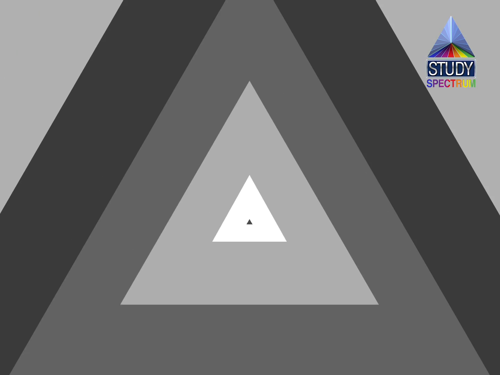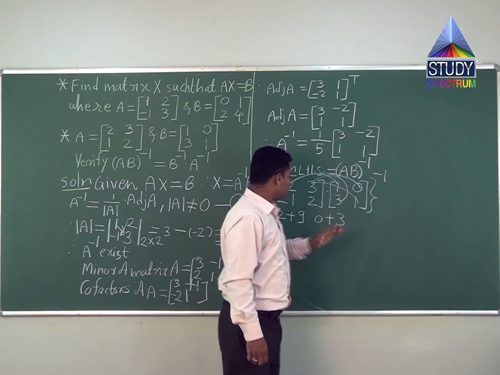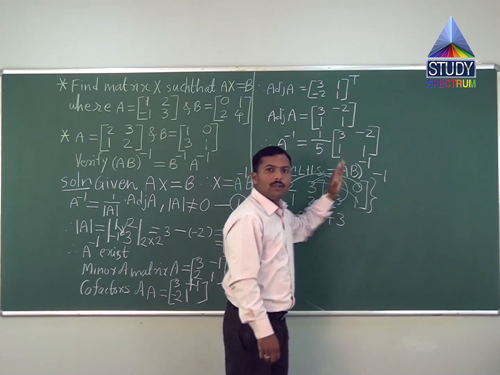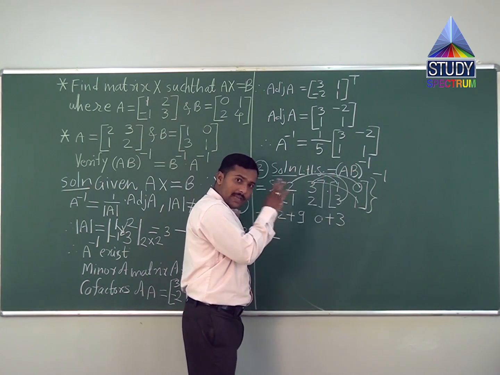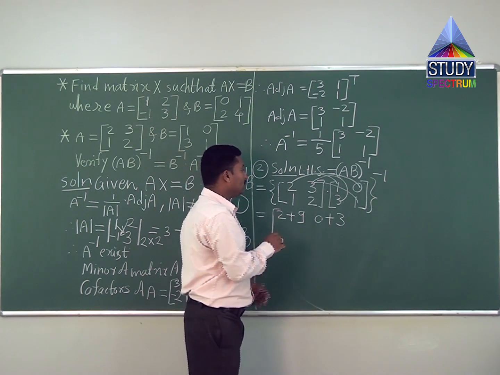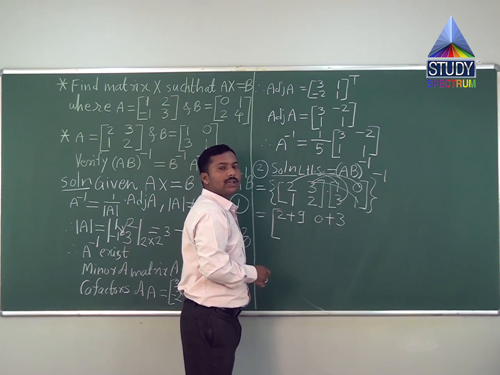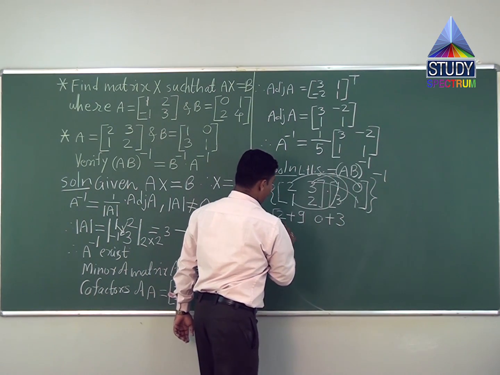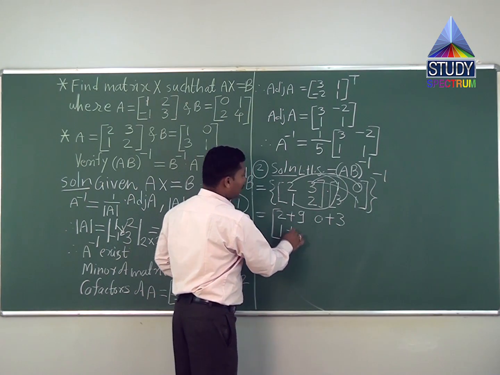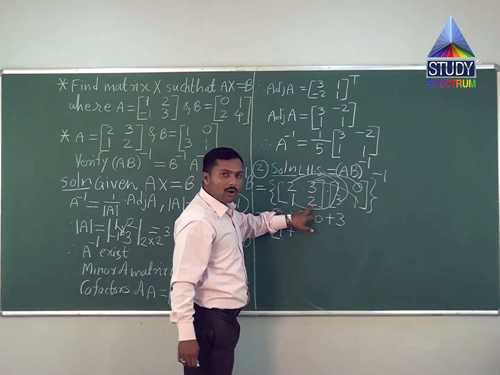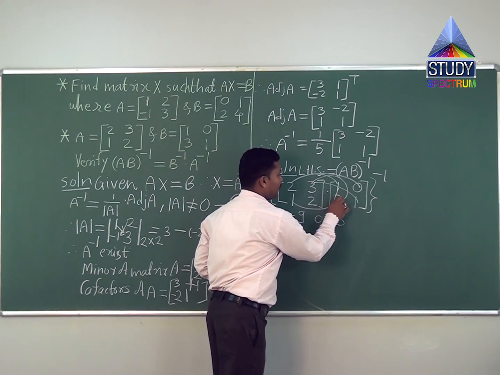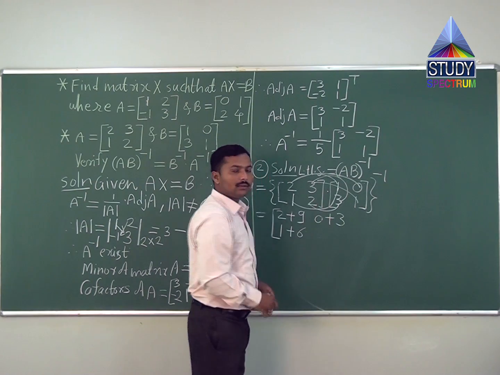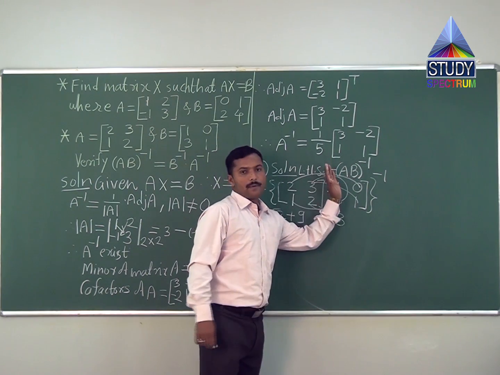Again second row, first column. To prepare the second row, second row with first column, second row with second column. But place to place multiplication is taken, and afterwards the sum. This is the first number of the second row and this is the first number of the first column. So 1 into 1, 1, plus 2 is the second number of the second row and 3 is the second number of the first column. So 2 into 3, 6. So here the second row, first column is finished.